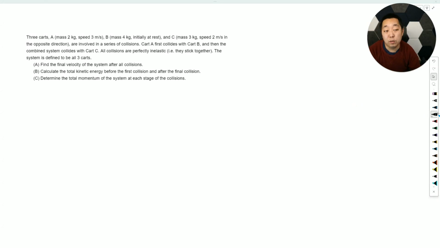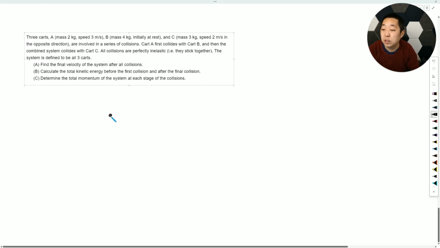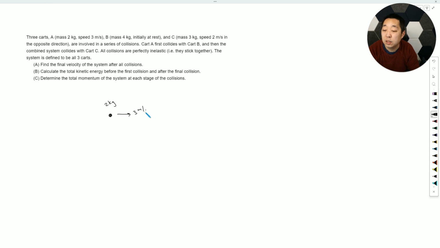All right, so always start off a problem. We're going to draw the picture. We have cart A. It's 2 kilograms, moving at 3 meters per second. Cart B is 4 kilograms, initially at rest. And cart C is moving in the opposite direction at 2 meters per second.